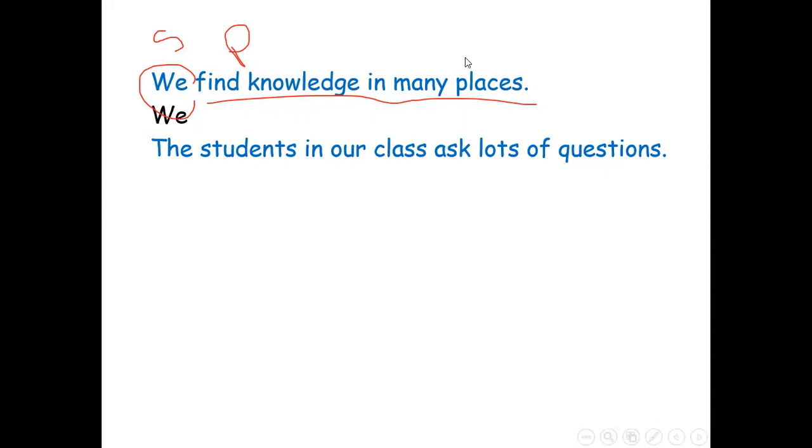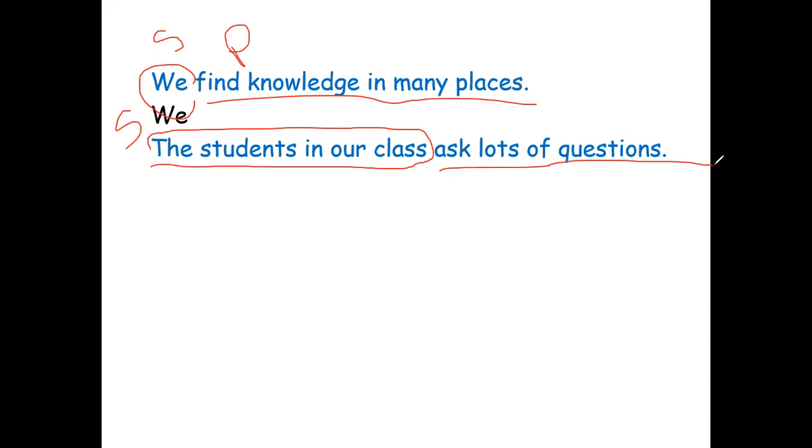The students in our class ask lots of questions. Whom is the sentence about? It's about the students in our class. All these words are the subject. And all the rest are the predicate. Ask lots of questions is the predicate. Don't forget the predicate should have a verb, and it's usually at the beginning of the predicate, like here, ask or find.